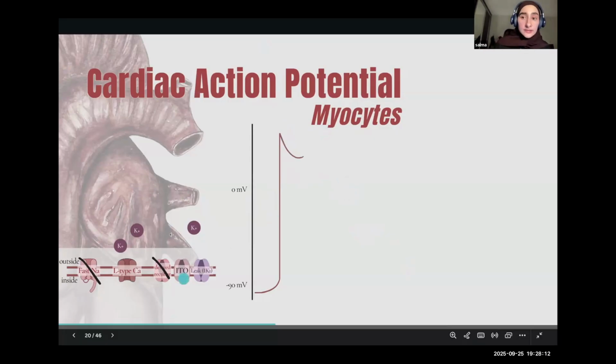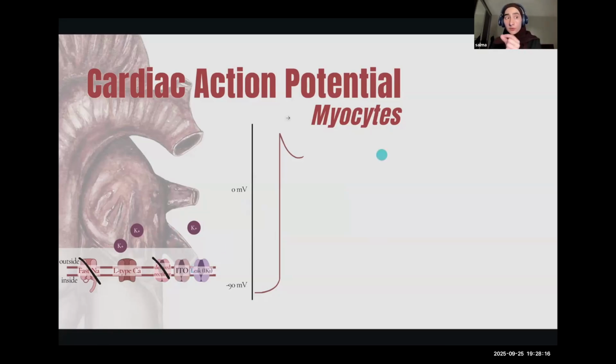One thing I want to note is this is called the transient outward potassium current, essentially Ito, because it opens and closes for such a short period of time. And this is it. It just opens, lets out a bit of potassium, and then closes. That's how it works. Okay?